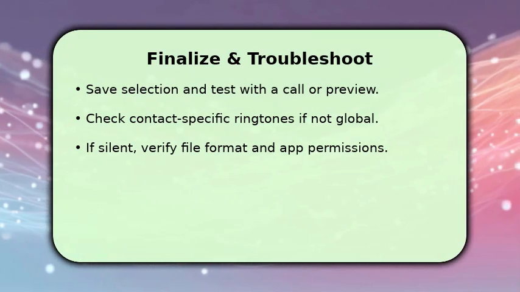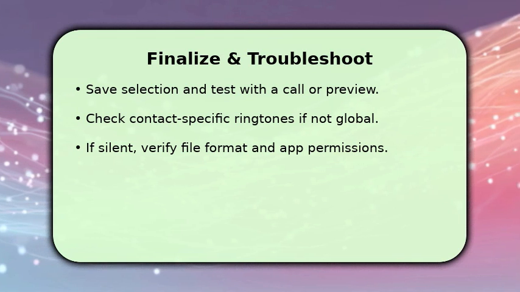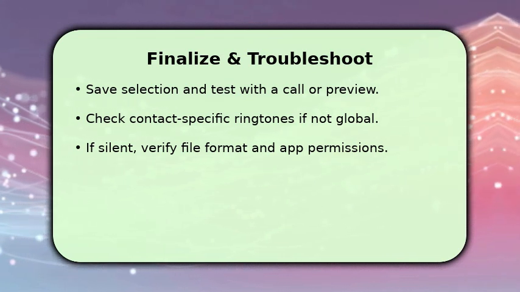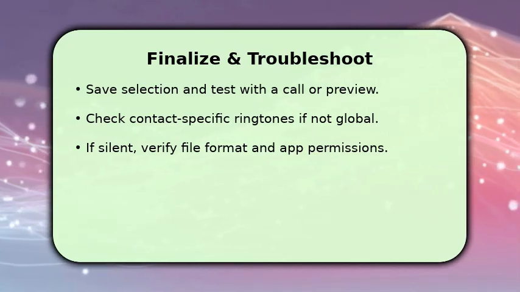Finish by saving your selection and testing with a call or the preview button. You need to hear it now to confirm success. If the new ringer applies only to some contacts, check contact-specific ringtone settings. They override the global tone.